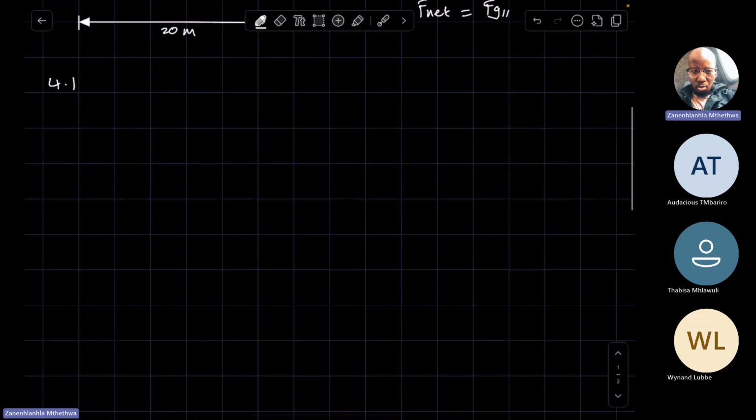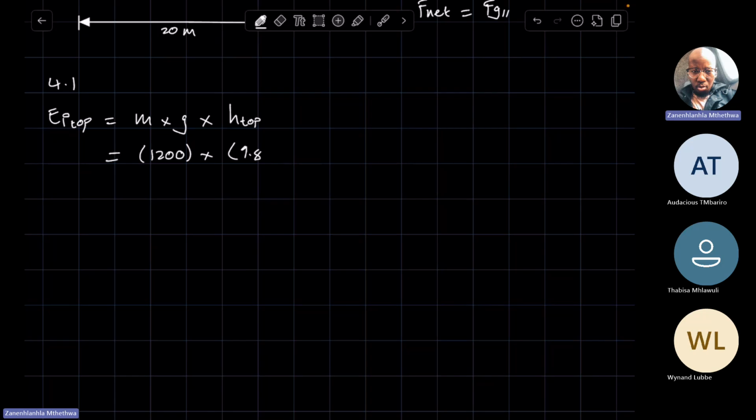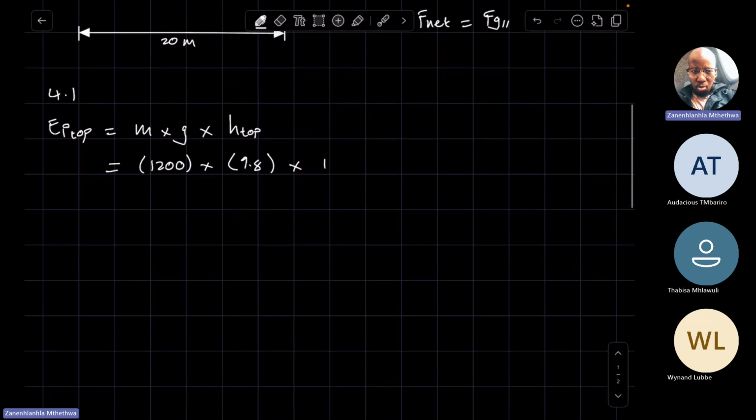Yes, sir. Right. So EP, we can write EP at the top to give it context, is equal to M times G times H at the top. The mass is 1,200. G for science is 9,8. H we have just established is equal to 15 sine 28 degrees. And what is this equal to? So it's 1,200 times 9,8 times 15 sine 28.